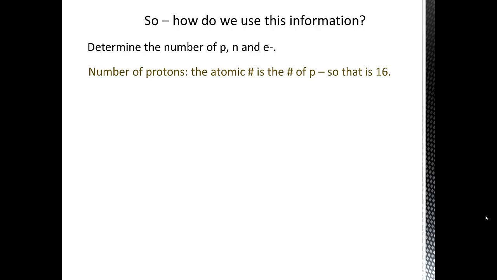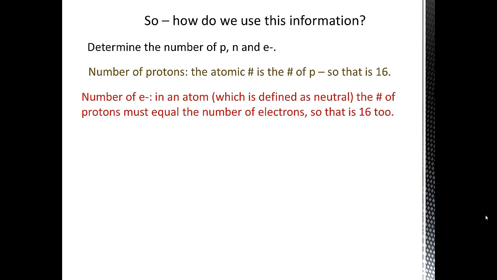All right, so how do we use this information? We use it to mostly find the number of protons, neutrons, and electrons. So first, the number of protons. The atomic number is the number of protons, so that would be 16 for sulfur. In an atom, which is defined as neutral, meaning it has no overall charge, the number of protons must equal the number of electrons, so that should be 16 too.